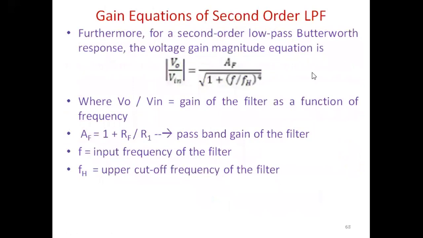And the voltage gain magnitude equation is given by V0 by V input equal to AF divided by root of 1 plus (F by FH) to the power 4, where V0 by V input is the gain of the filter as a function of frequency, and the pass band gain of the filter AF equals 1 plus RF by R1. Suppose I am using an inverting configuration, the pass band gain AF equals minus RF by R1.